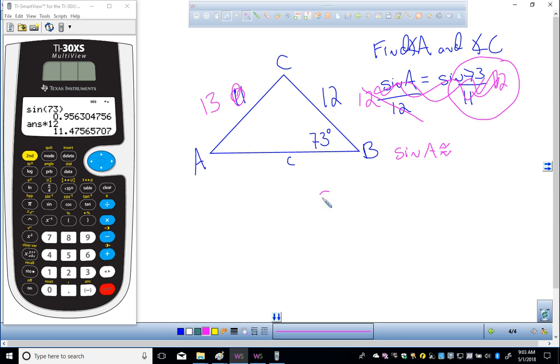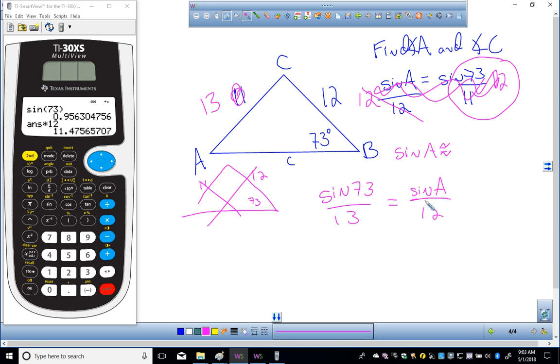So now I'm going to say that the sine of 73 is to 13 as the sine of A is to 12. In that last case, what would have happened if I had a 73-degree angle right here, just to show you why that didn't work? If this side is 12 and this side is 11, it's not going to reach the other side. That's called no triangle. When you get to pre-calc, you'll learn about that, but right now we're just going to move on.